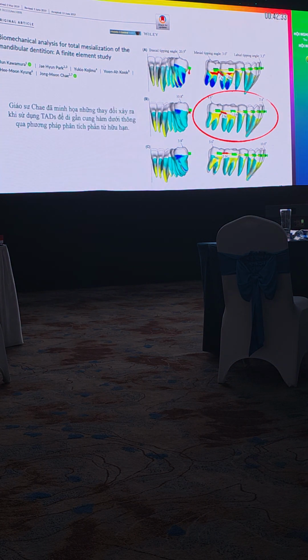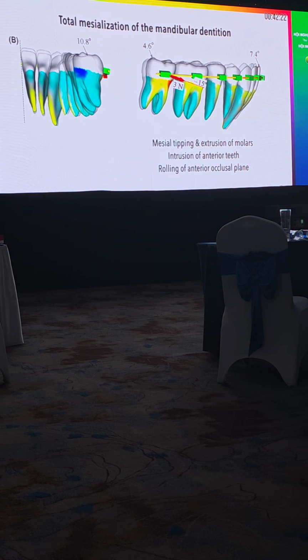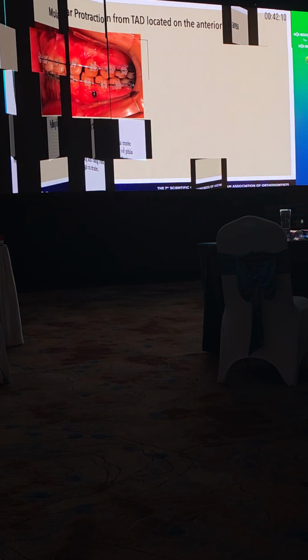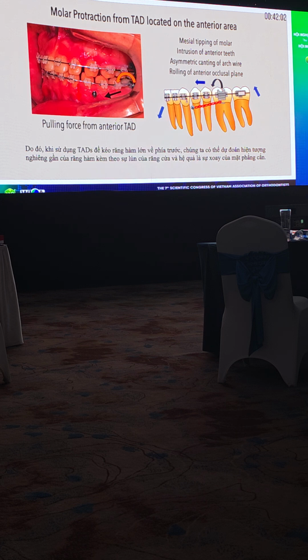Professor Chae illustrated the changes that occur when utilizing TADs to protract the mandibular arch through finite element analysis. When the molars are protracted with TADs, they tilt forward and become extruded, while the incisors typically exhibit intrusion and protrusion. Thus, when employing TADs to pull the molars forward, we can anticipate a major tipping of the molars accompanied by intrusion of the incisors and subsequent tilt of the occlusal plane.